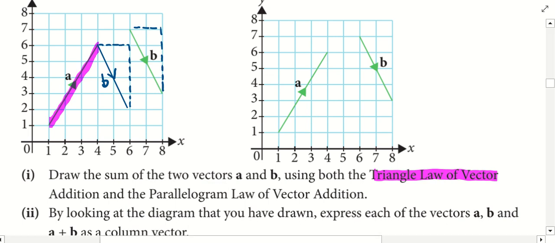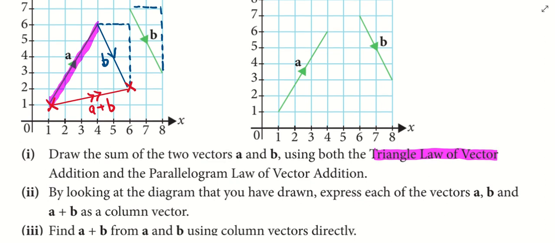So take note, this is the start point. This is the end point. From the start point to the end point, I need to draw my resultant vector. After you draw your resultant vector, remember to include the arrow. Most of the time, the resultant vector is indicated by 2 arrows, and remember to write A plus B. So this is called the triangle law of vector in terms of addition.